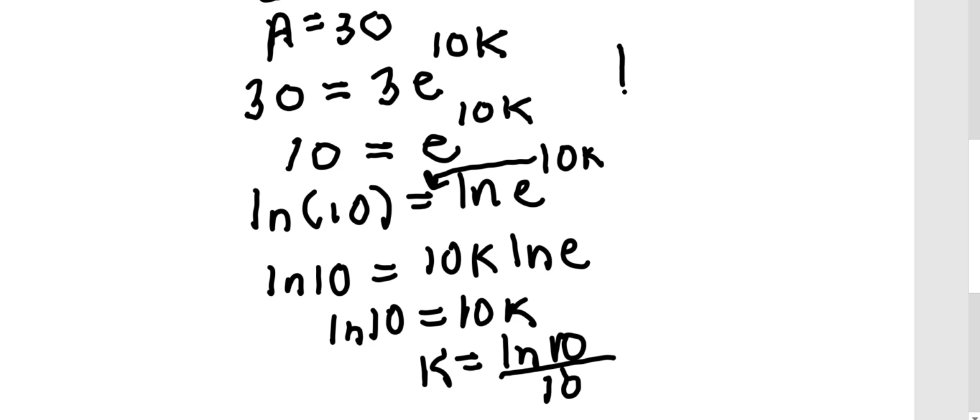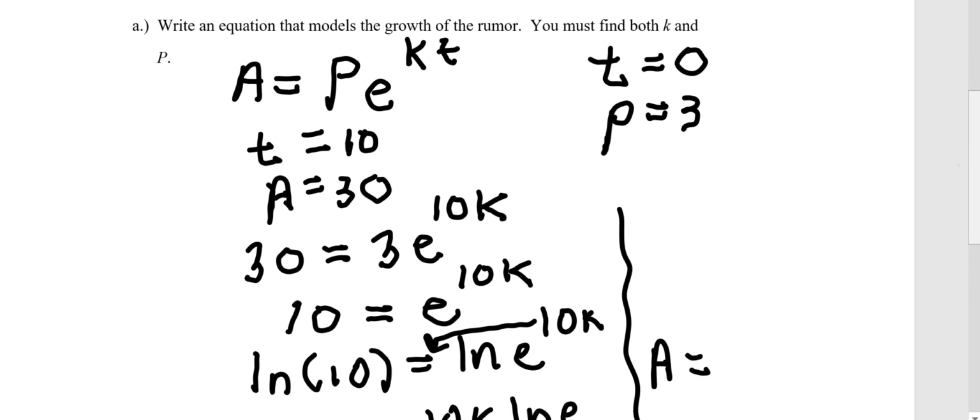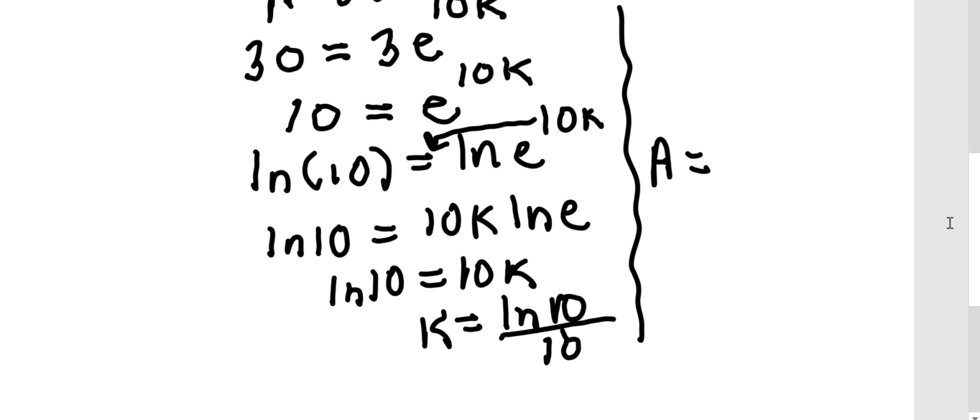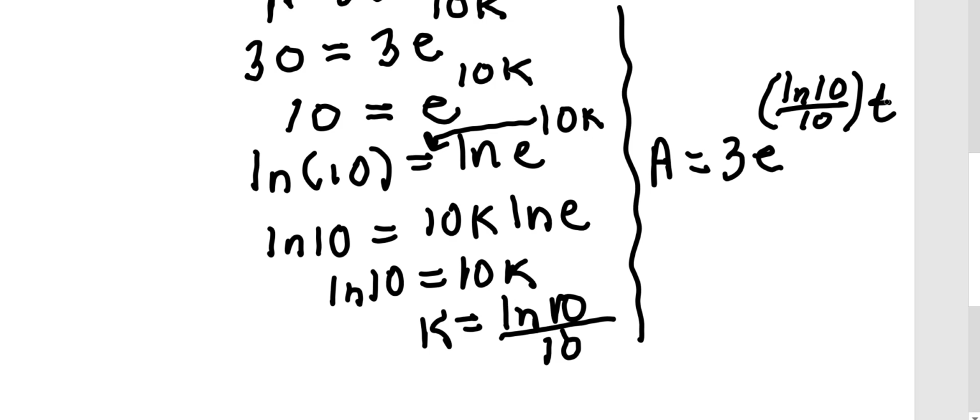So our final equation becomes A equals, now let's see, P was 3, right? 3 e to the kt. So it's going to be ln of 10 over 10 times t. So there is our exponential equation. And now you can proceed to do parts B and C. Once you get part A, that's the easy part.